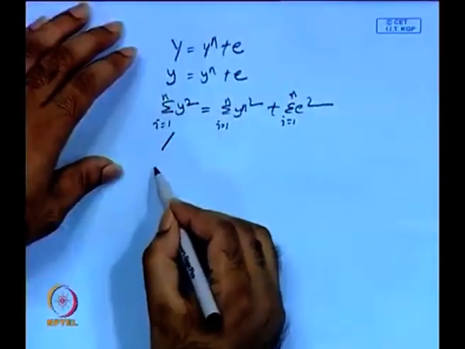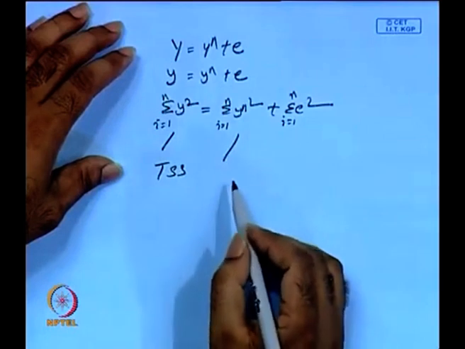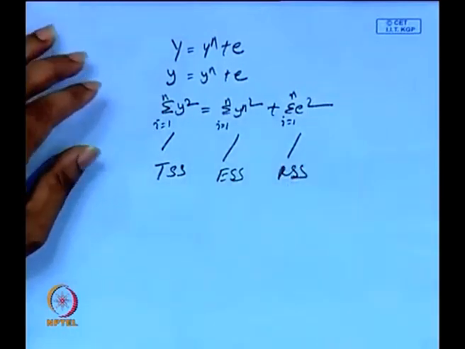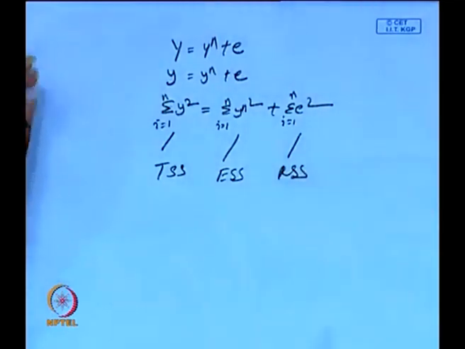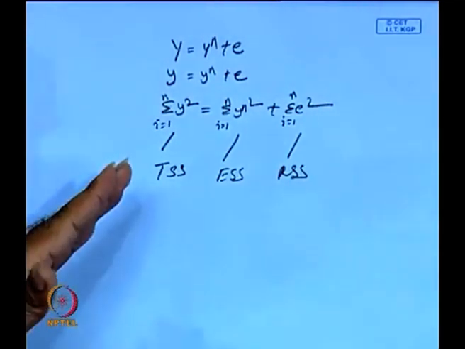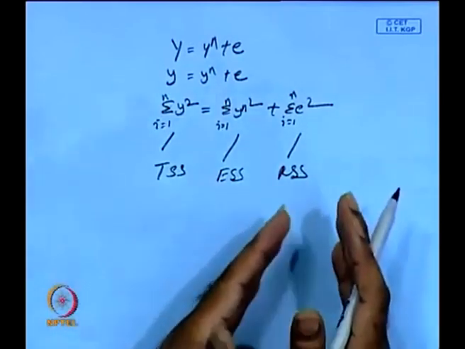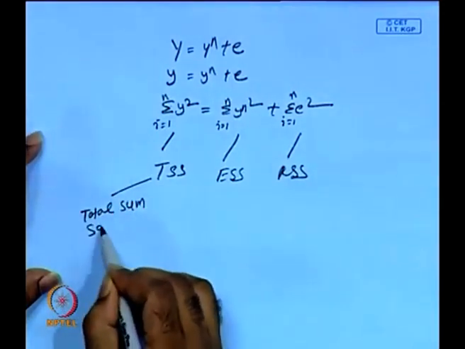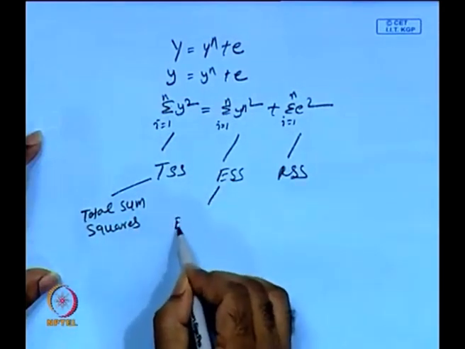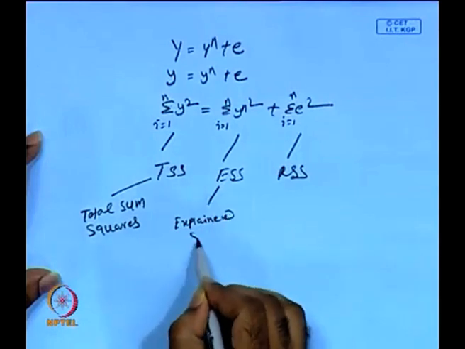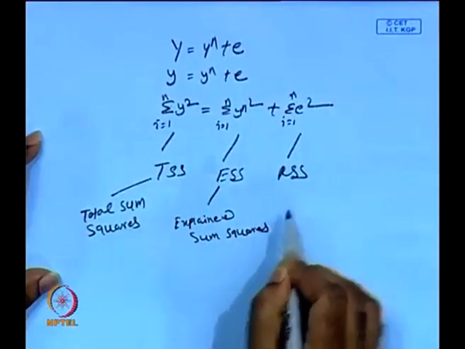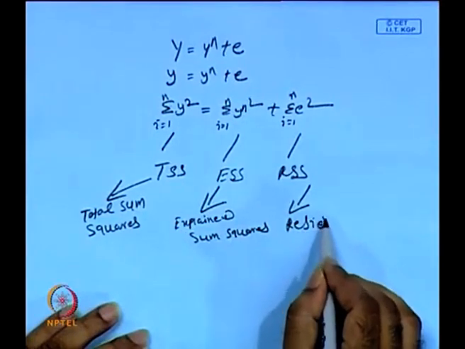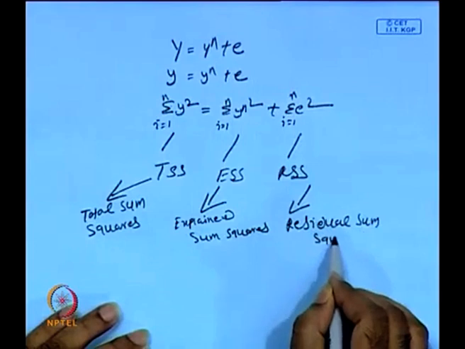This particular term is called TSS, this is called ESS, and this is called RSS. So what is exactly each term? This is called the total sum of squares, this is the explained sum of squares, and this is called the residual sum of squares.